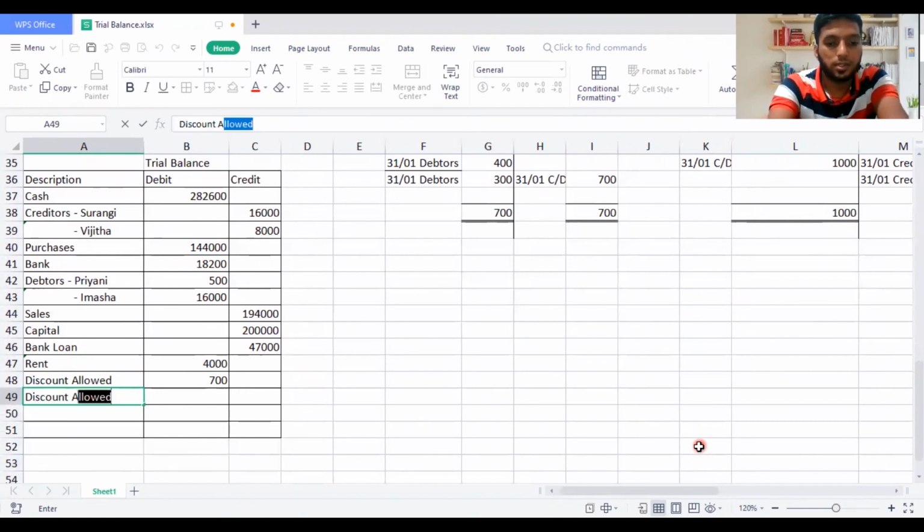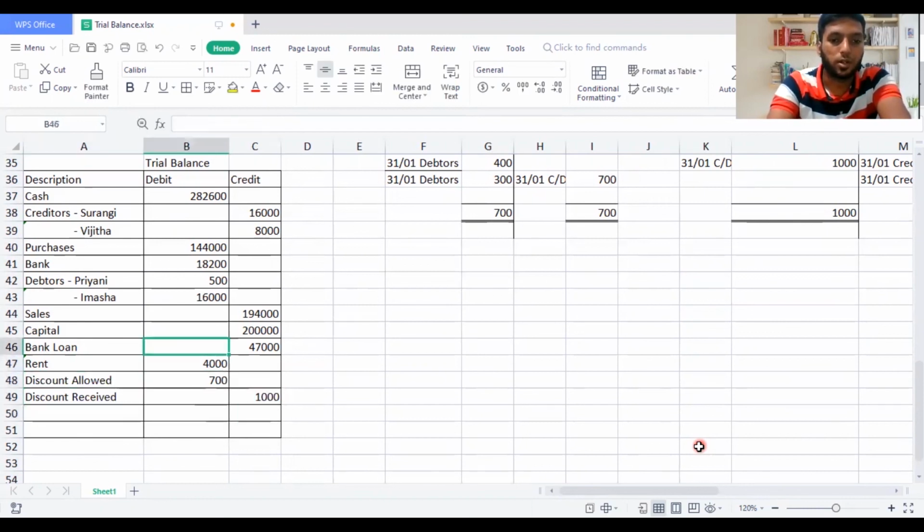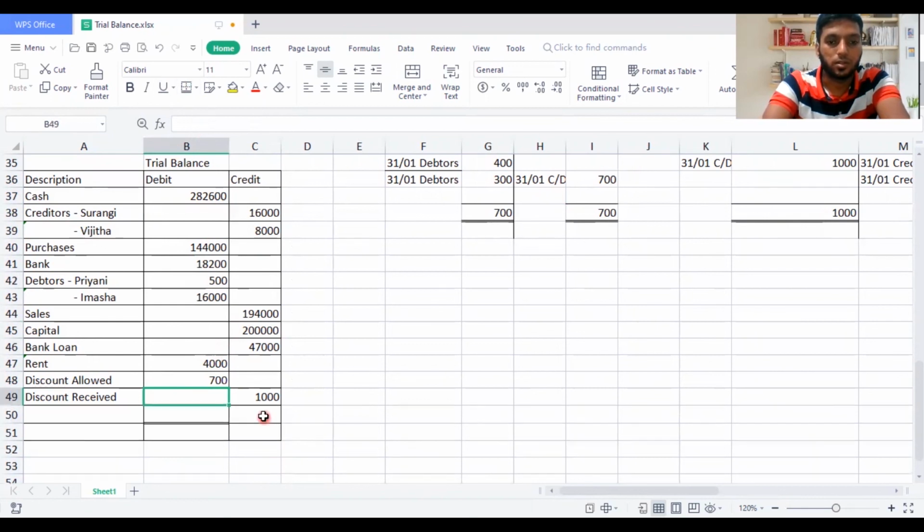Discount received, how much, guys? It's going to be 1,000. So I'm going to get the total on both sides. Is it correct or not? I don't know, but then assuming it's correct, yeah. So I'll take the total balances of both sides. Let me put two boxes, to get the total.